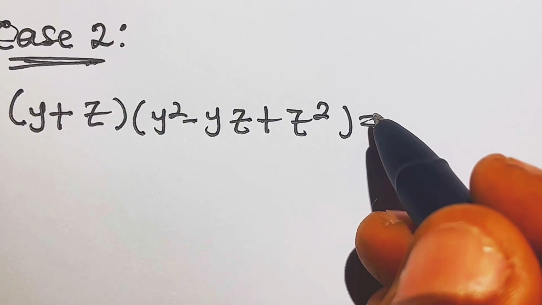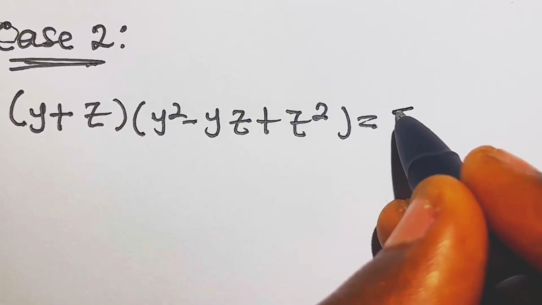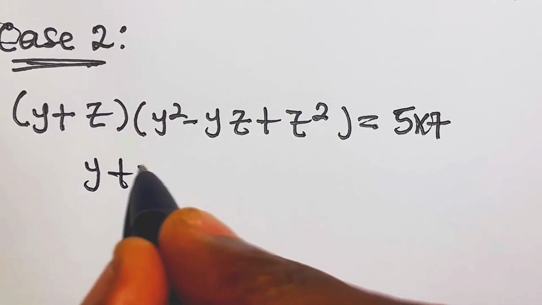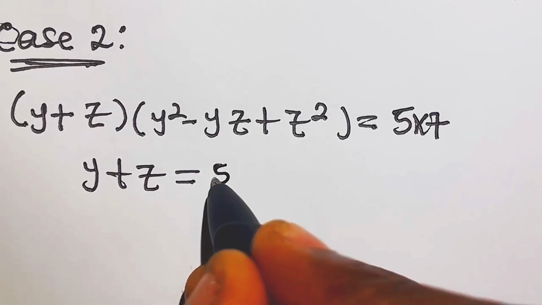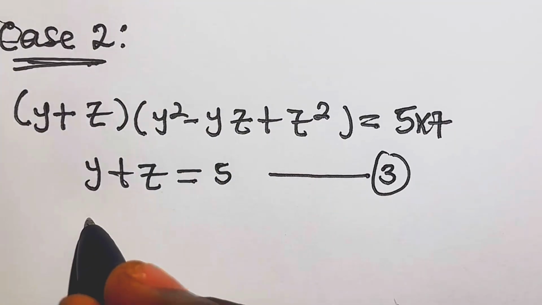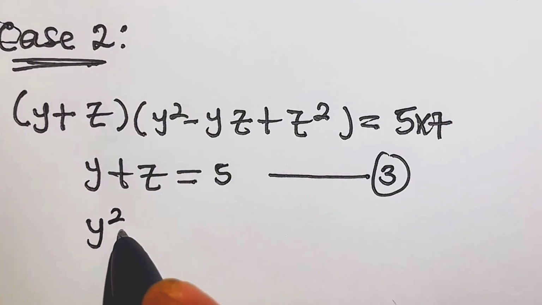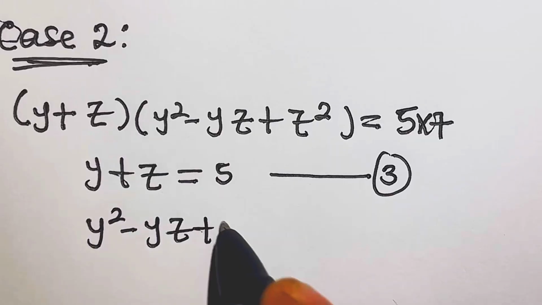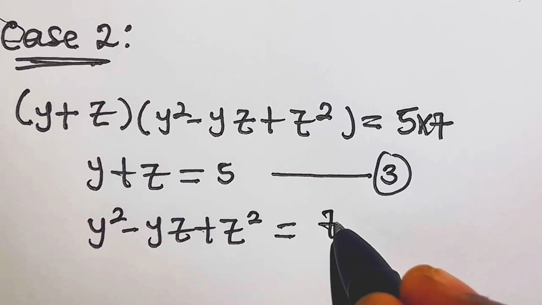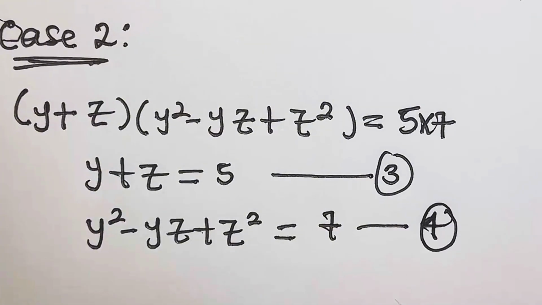So let's try 5 and 7 now. So we have 5 times 7, right? So we have y plus z equals 5. Let's name this equation 3. Also, we have y square minus yz plus z square equals 7. So let's name this equation 4.